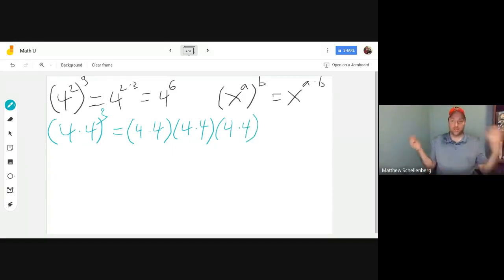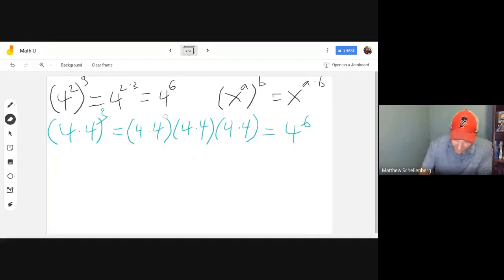Now, because these are all being multiplied, there's no different signs, there's no addition and subtraction. The brackets become irrelevant, and this is just 4 to the 6th power. Right? These brackets here, they're not relevant, because everything's just being multiplied.